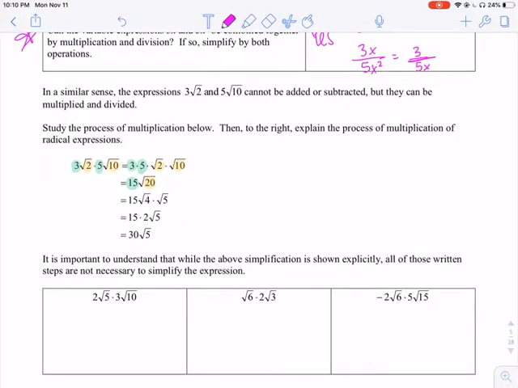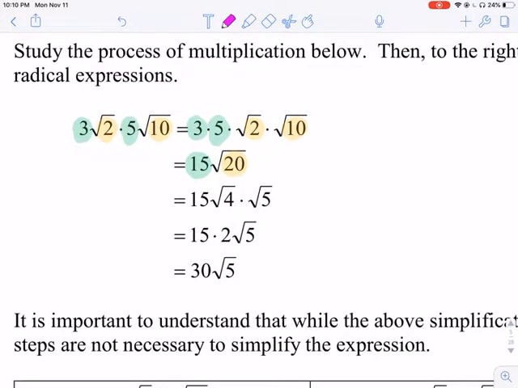So we've done this before, but this process is outsides with outsides. So 3 times 5 gives you that 15 on the outside. And then 2 times 10 would give you that 20 on the inside here. And then from there, you're just going to simplify normally.